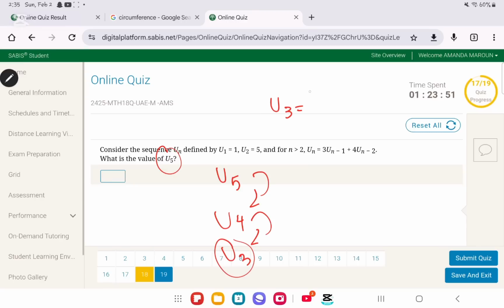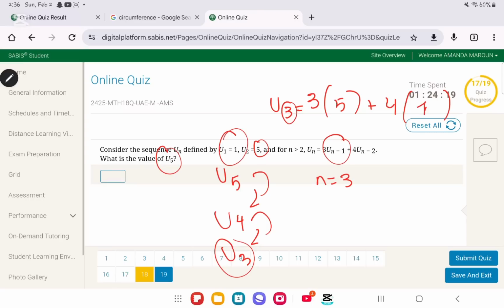u3 is equal to 3 times un minus 1. So un is u3. That means n is 3. So n minus 1 is going to be 2. So it's going to be 3 times u3 minus 1, which is u2, which is 5. So 3 times 5 plus 4 times u3 minus 2, which is 1. So you're going to have 1 over here. So then u3 is going to be 3 times 5 plus 4 times 1. You're going to get an answer of 19.